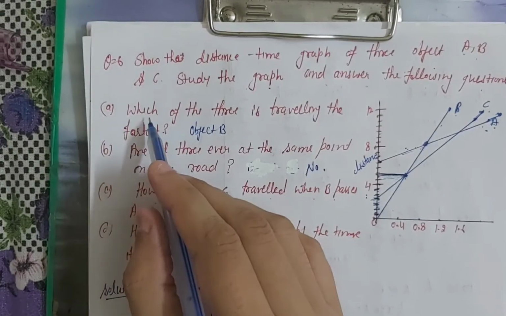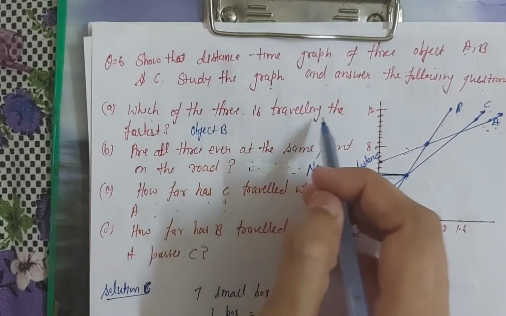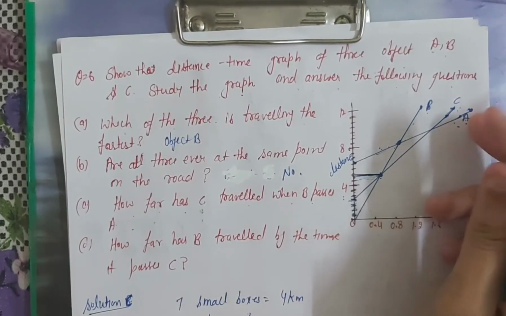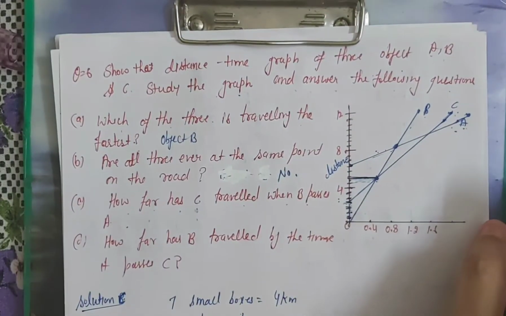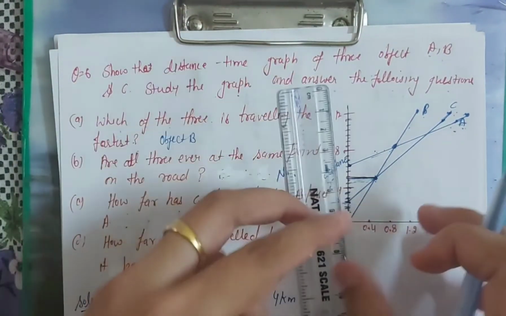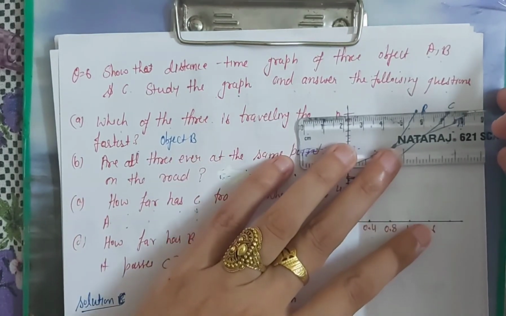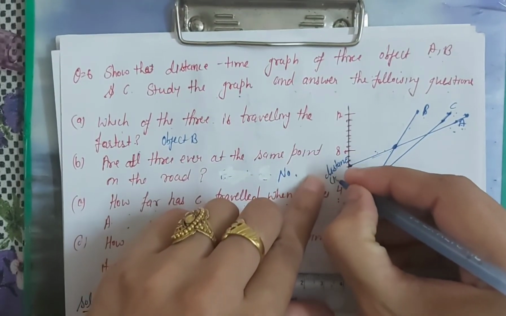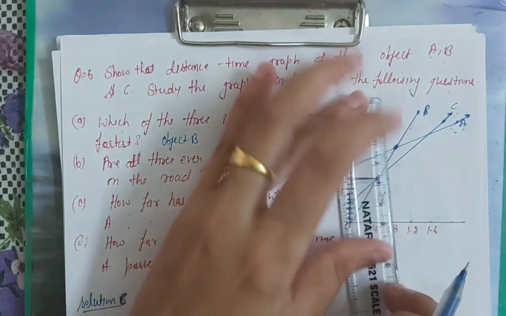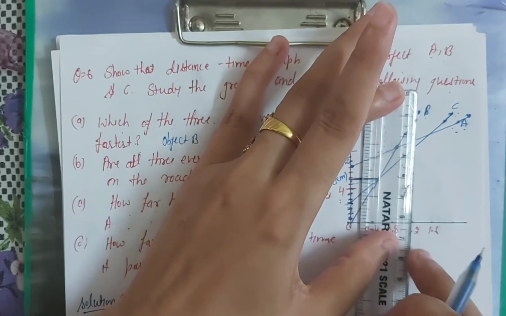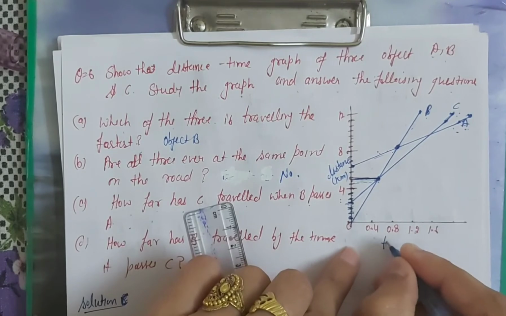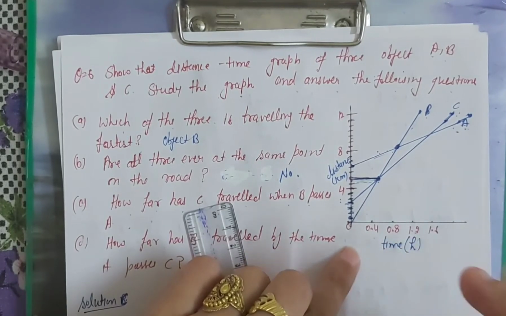The first question is, which of the three is traveling the fastest? That means there are 3 objects given, A, B, C. So which one is faster? If we check this graph with the help of the scale, we find that for B, this is the distance, given in kilometers. So we find that B traveled 12 kilometers in approximately 1.2, sorry, in hours. The time is given in hours.